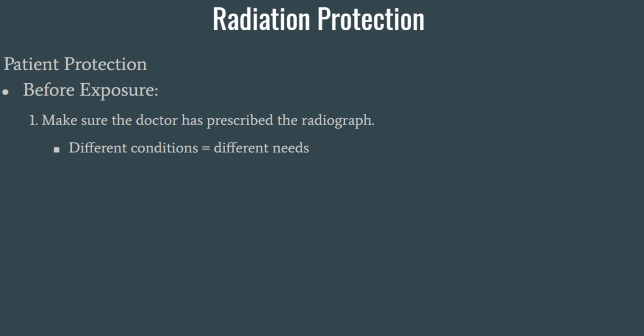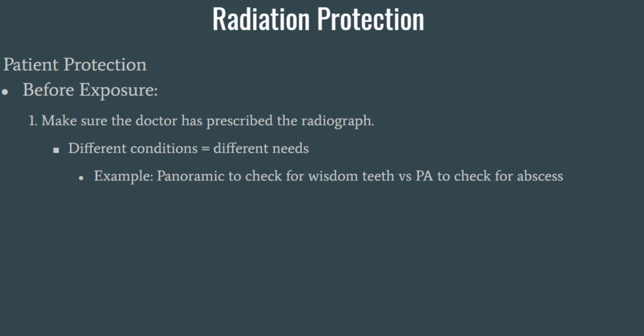Also, you need to be aware of what that patient is there for as well. So, for example, a panoramic radiograph is used to check for wisdom teeth, and a periapical is used to check for an abscess. So if that patient is there with symptoms that are consistent with wisdom teeth erupting, and you take a PA, we may not find the answers that we're looking for in that PA. So then a panoramic is going to need to be taken anyway. So now that patient has been exposed to an unnecessary radiation from a PA.